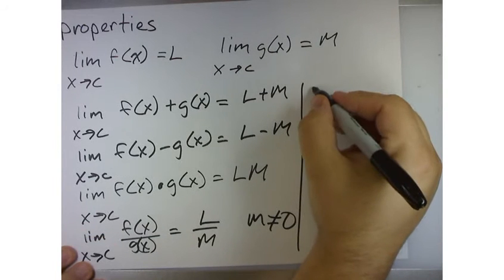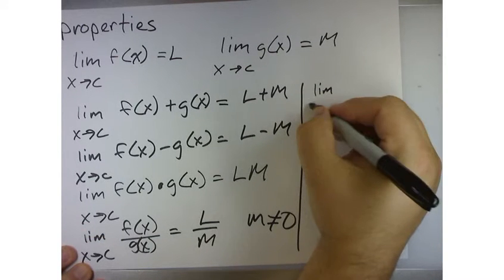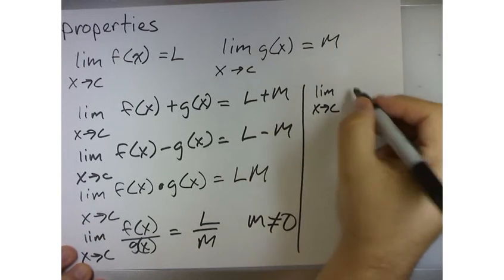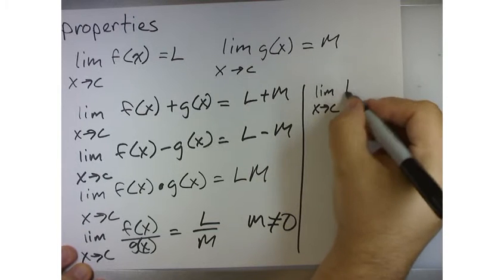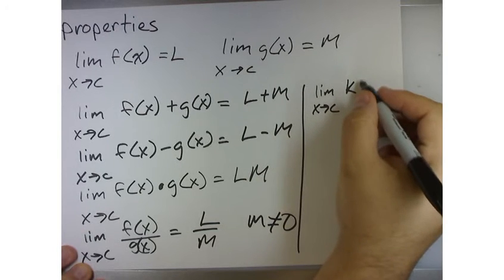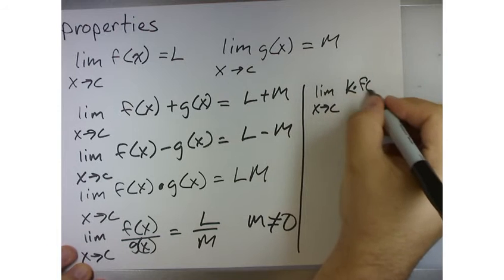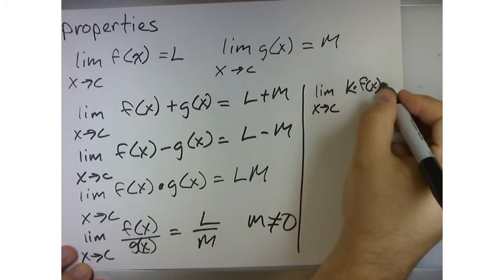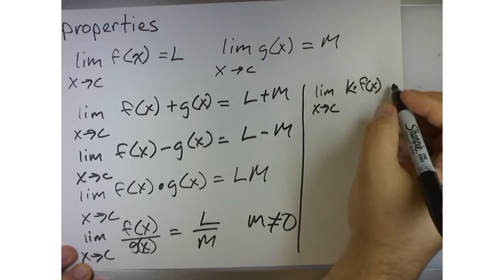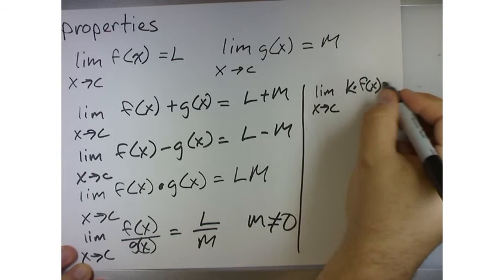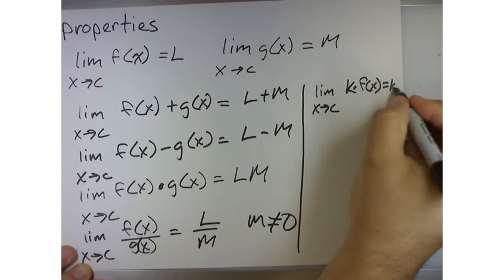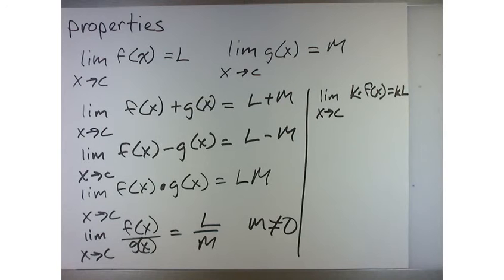Now if I say the limit as x approaches c of some constant k times f of x, that could be just k times the limit, and we'll show you how to do that too. So k is just a constant.